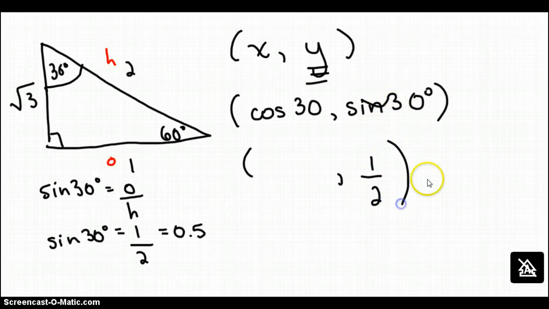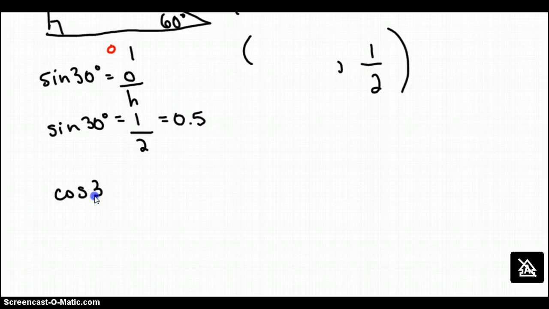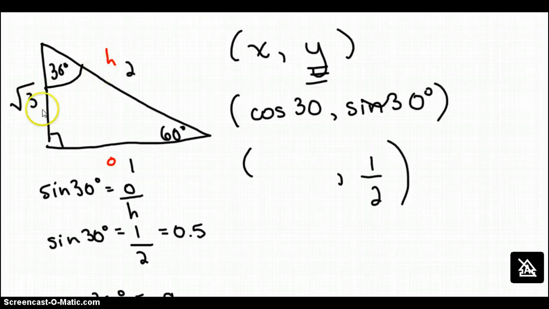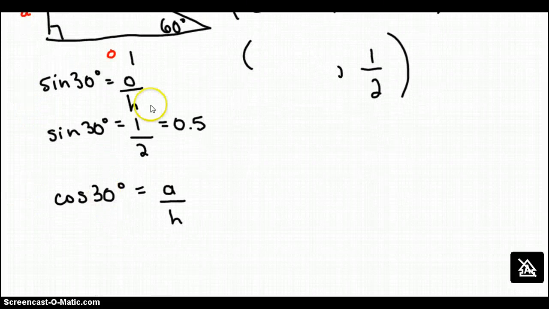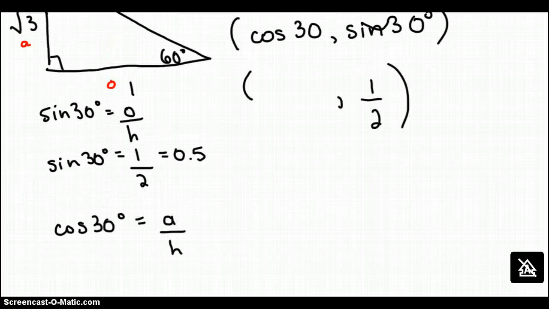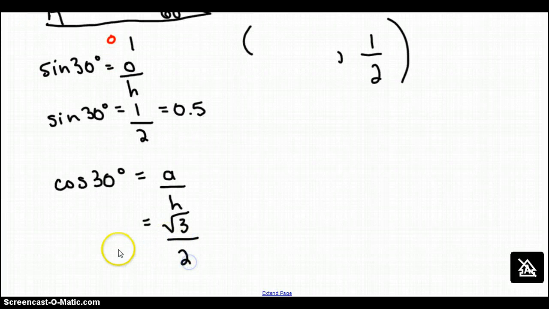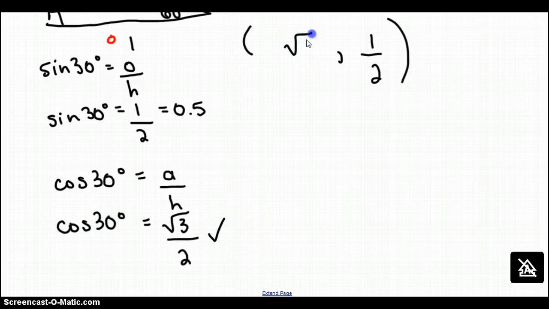We're going to go ahead and do the cosine of angle 30. We're using the same triangle because we're still working with angle 30. So cosine is equal to adjacent over hypotenuse. I'm going to go ahead and label my adjacent, which is square root of 3. Now my adjacent is square root of 3 over the hypotenuse, which is 2. Now, that's what the cosine of 30 is equal to, and this is the exact value. This is what I want to see in your coordinate.